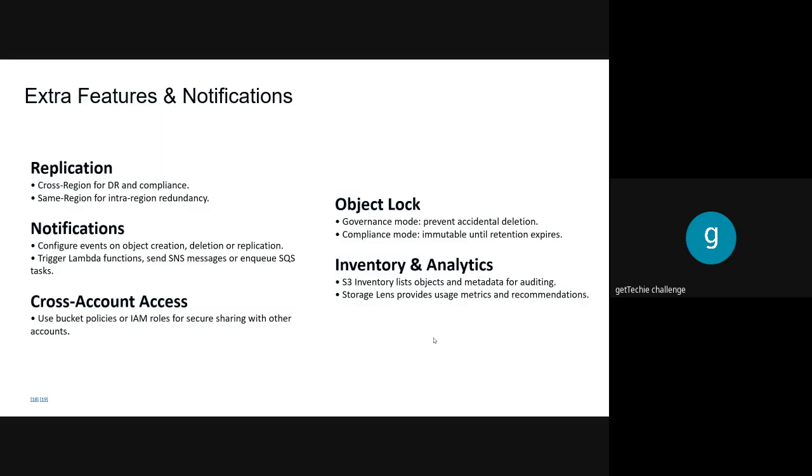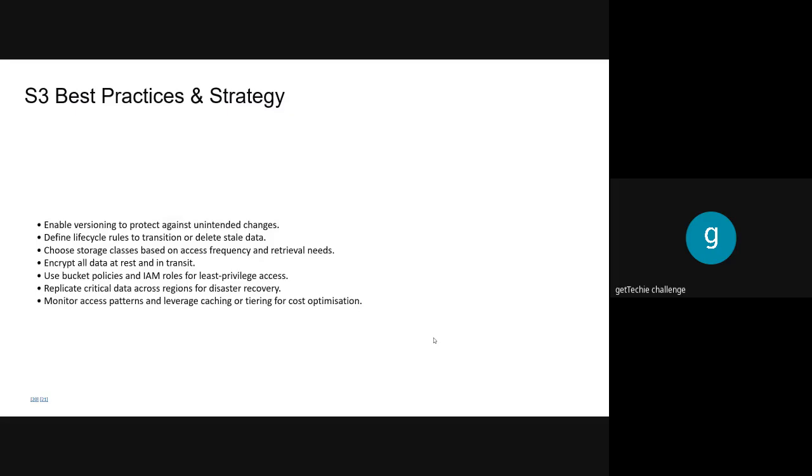Object lock, you have to enable object lock, mostly governance mode or compliance mode. Then inventory and analysis, S3 Inventory lists objects and metadata for auditing. It's very important you understand what is happening. Then there's what we call S3 Storage Lens, which provides usage metrics and recommendations. Okay, that being said, what are our best practices and strategy?